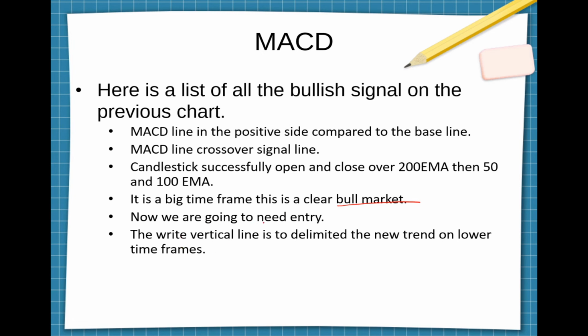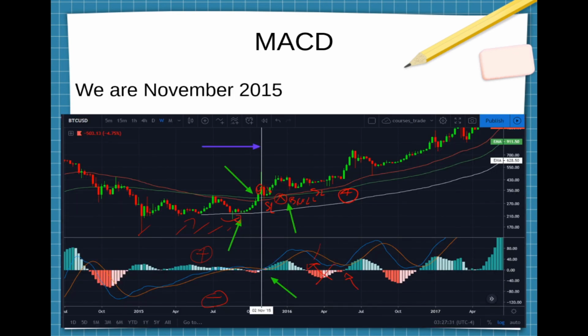Now we need to enter. The white vertical line is to delimit the new trend. So we use this as a way to say, you know what, this is it. We have a reversal that happened here, and this is where you go ahead and look for a big ride for the long. At that point most people are not buying, trust me. Same thing for a bear market. At that point, if you buy, people will say this is not a reversal.